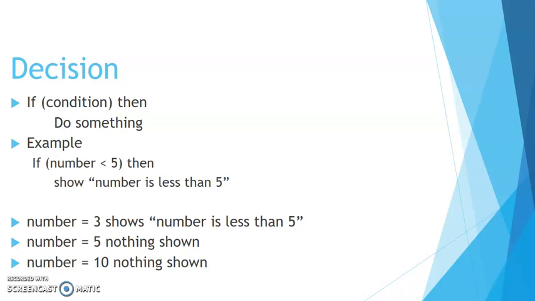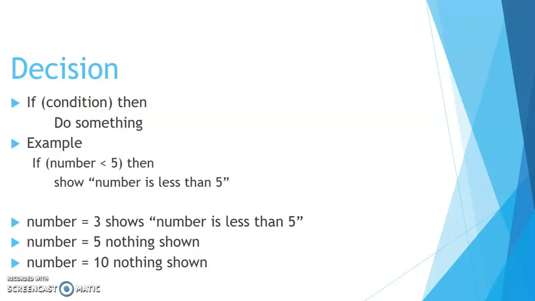An example we have here is: if number less than 5, then we'll show some text saying the number is less than 5. The number less than 5 here, that's our condition. And whatever we find within the if statement, that's the body of that if statement. So let's look at doing some testing for this. If the number is equal to 3, it's going to test the condition: is 3 less than 5? It is, so it's going to show that the number is less than 5.